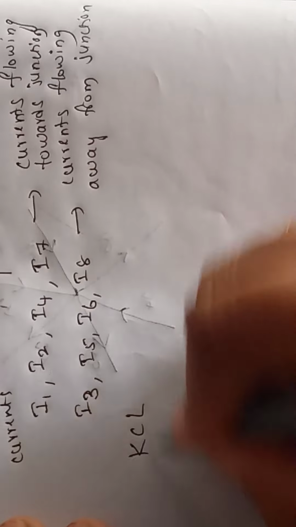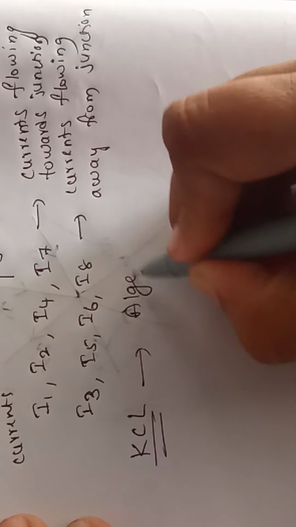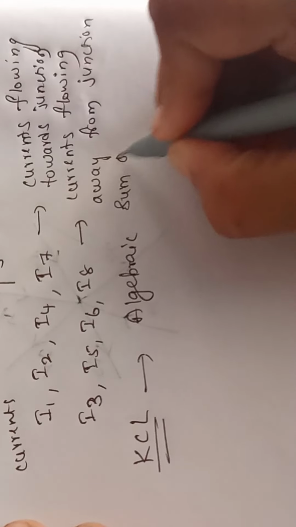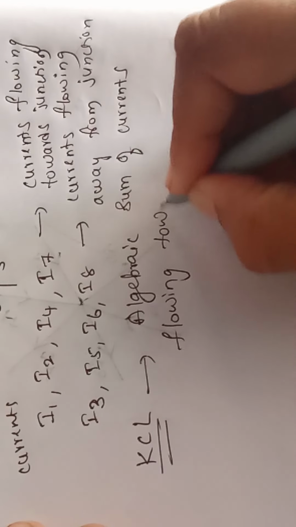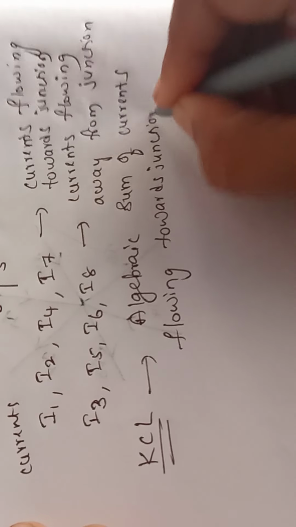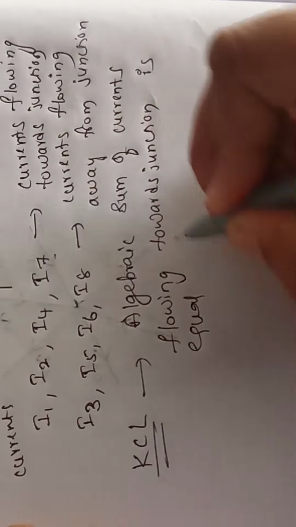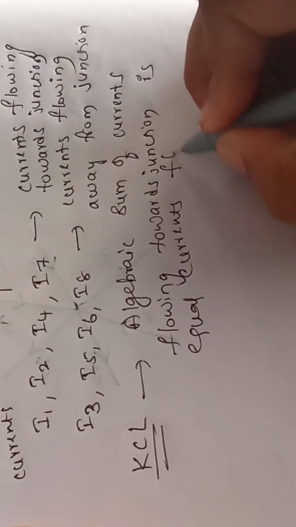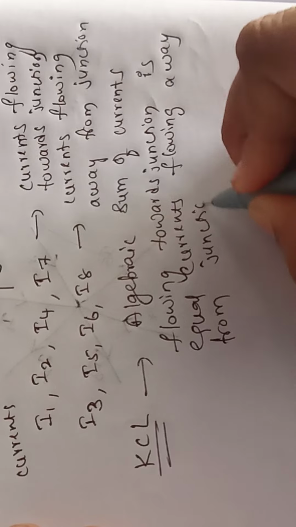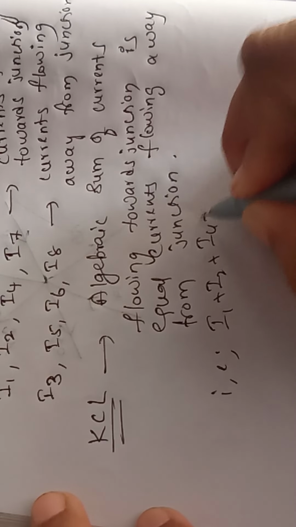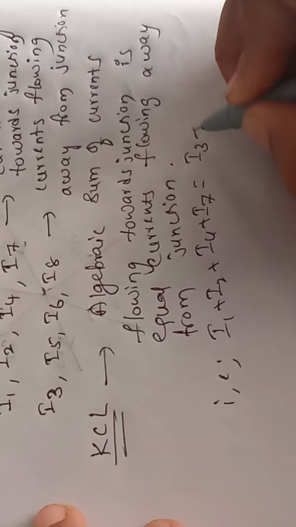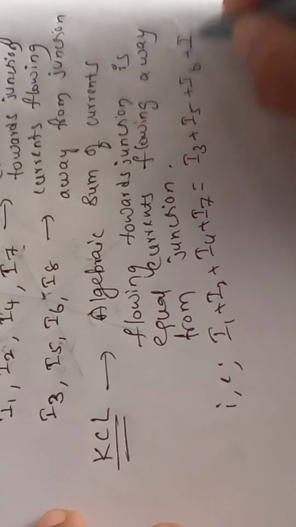So now Kirchhoff current law states that the algebraic sum of currents flowing towards the junction is equal to the currents flowing away from the junction, that is, I1 plus I2 plus I4 plus I7 is equal to I3 plus I5 plus I6 plus I8.